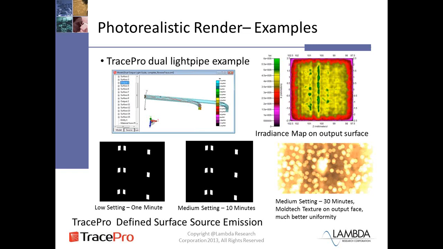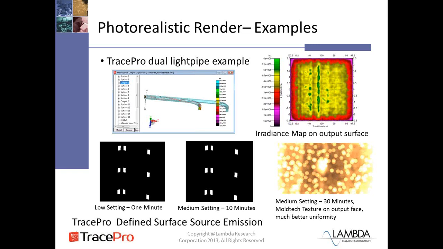So the output that we're seeing here looks quite poor in terms of the output face. Now if we go back to light pipe design itself, we know that output faces usually have textures, and the reason why they have textures is to mix the light. So what I did was, in the last step here, I put a Moltech 11005 texture, which has a very large RMS roughness, to really diffuse out the light. And I did a photorealistic render of that, and that can be seen in the bottom right-hand corner.